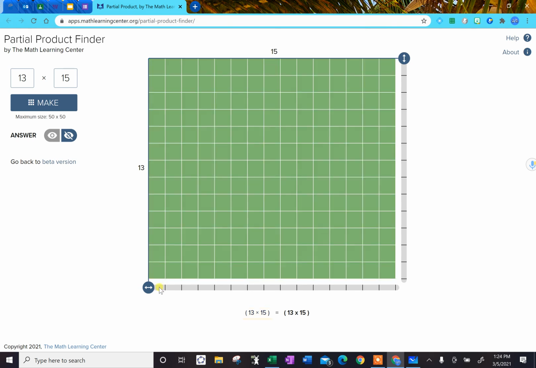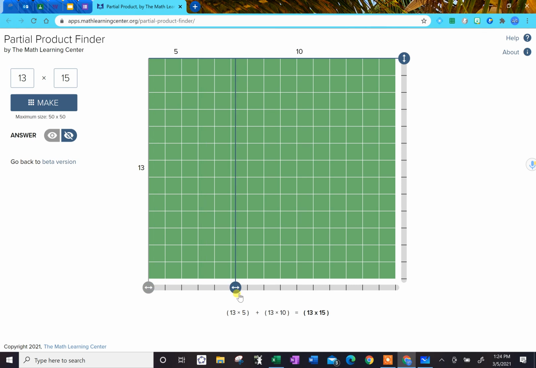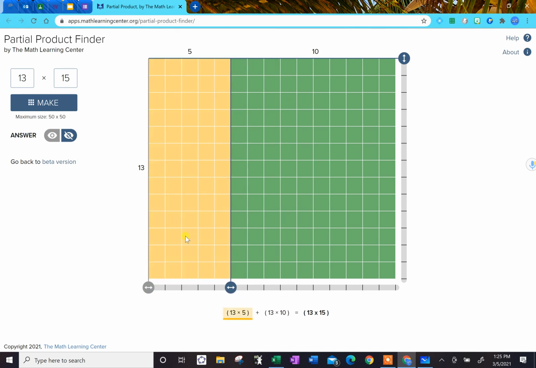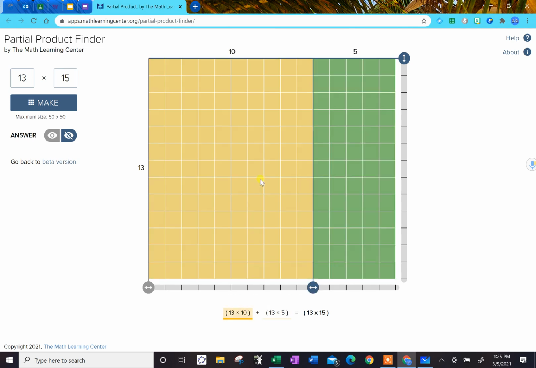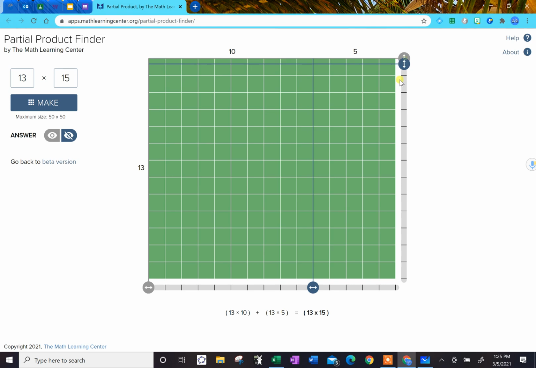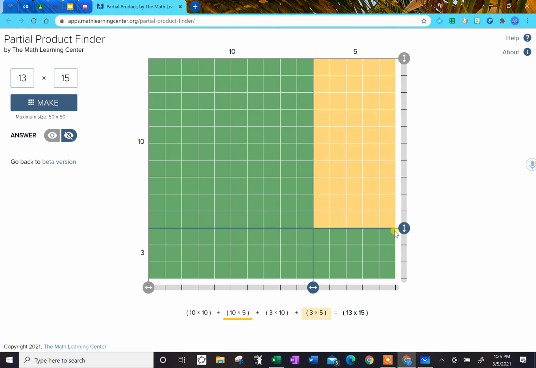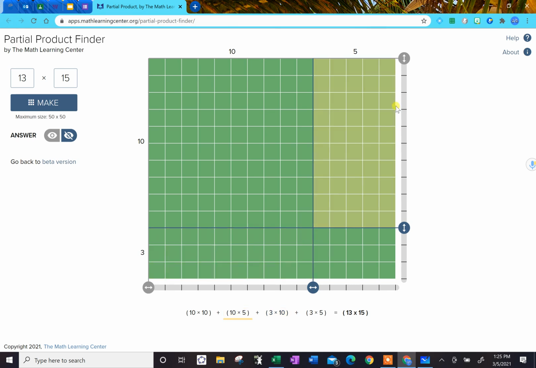13 times 15. What I was trying to say before is that if I was going to do 13 times 15, I could make 13 times 5 and 13 times 10, or 13 times 10 and 13 times 5. But that's still a little bit tricky for me because I'm not necessarily sure what 13 times 5 is. So I can actually section this part off too. And look at this, I can make 13 into 10 plus 3. So now I have, this is 10, this is 3, right?